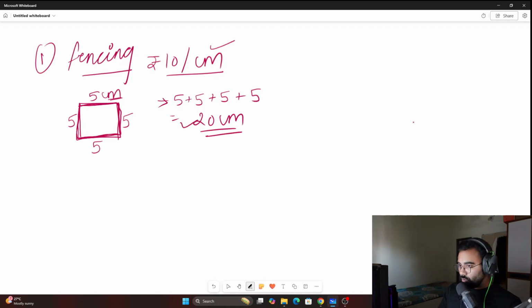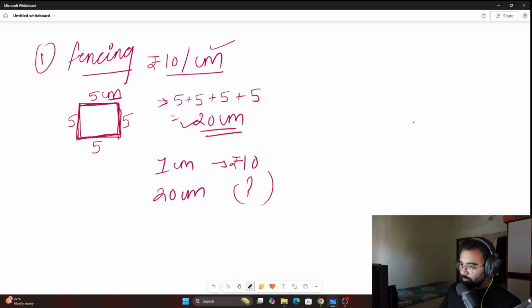So this is the total boundary that this farmer will have to fence. All right. So now we have that for 1 centimeter he will have to spend 10 rupees. So for 20 centimeters, how much? Obviously this is direct proportion. So you simply multiply, that is 20 multiplied by 10. That gives you 200 rupees.